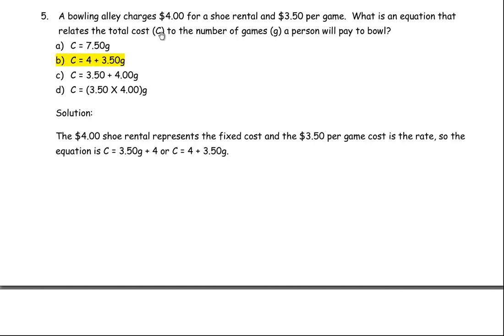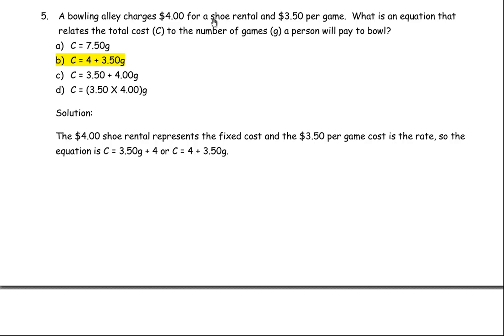bowl? And this is really the let statements here to identify what the variables represent. So C is the total cost a person is going to pay, and G is the number of bowling games that they're actually going to pay to bowl. And so here are the 4 equations.